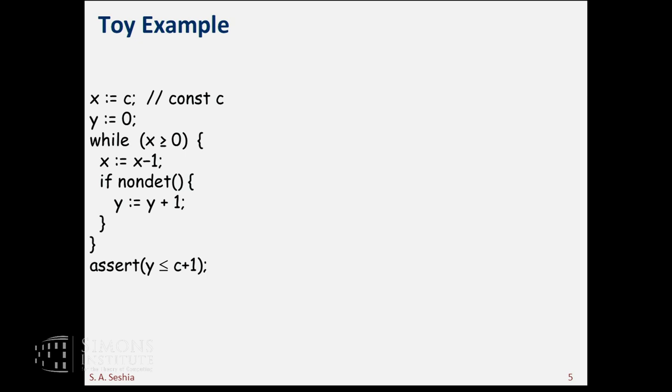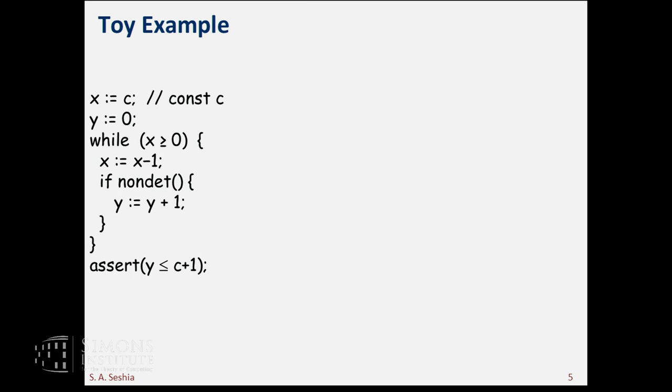So here's a little program. There are two variables, x and y. X is assigned the constant c. Y is assigned 0. Then you have a while loop. While x is greater than or equal to 0, you decrement x, and then there's some non-deterministic function that returns 0 or 1. Imagine this is something that we are abstracting away; we don't want to model the details. But if that returns true, then you increment y, and then you go back.